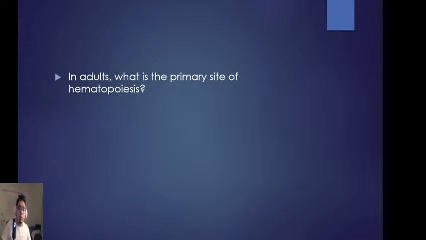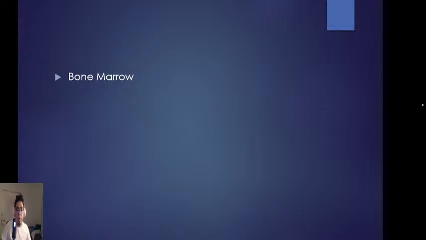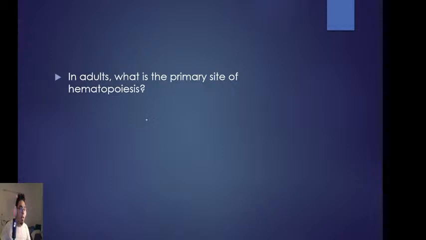So, in adults, the primary site of hematopoiesis is in the bone marrow. The primary site. Again, using the words against you. That doesn't mean that the body doesn't produce it on other sites, in other organs, rather. So there might be a secondary site. It depends. What's the case of the patient?